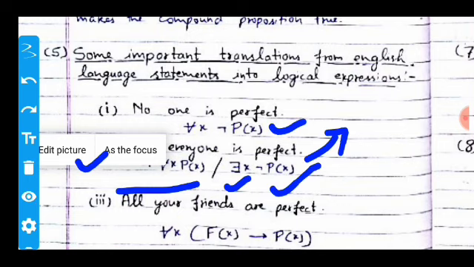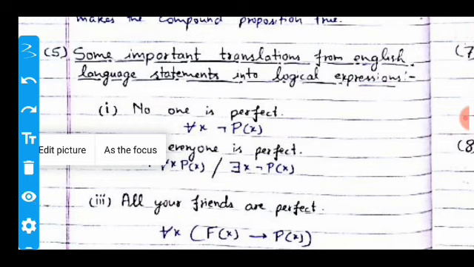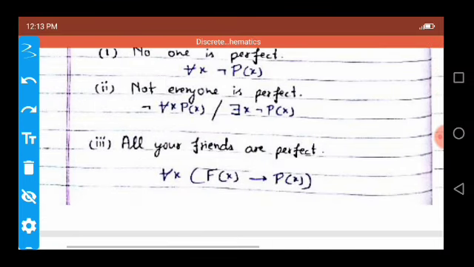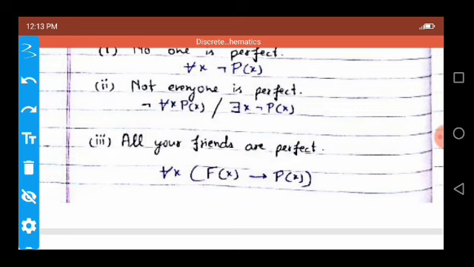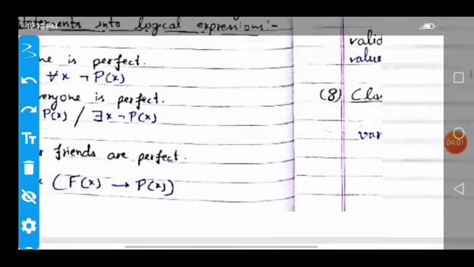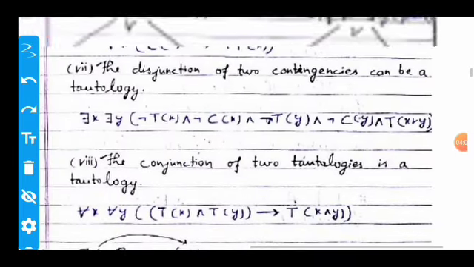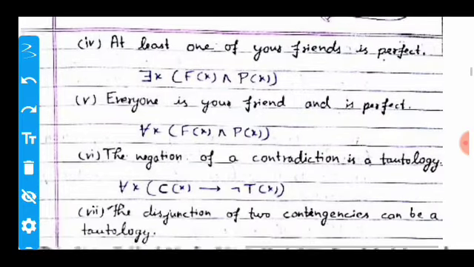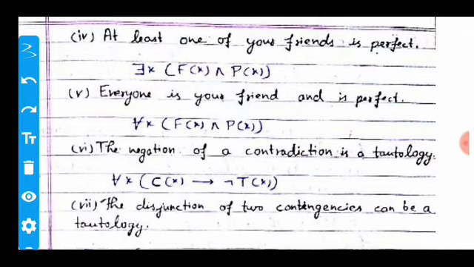Third: all your friends are perfect. It is represented as for all x, F of x implies P of x, where F of x represents friend and P of x represents the perfect statement. Now move on to the next important points. The fourth one is: at least one of your friends is perfect. So here there exists x.